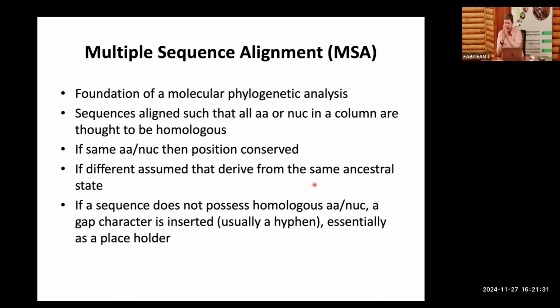If there's no character that can be inserted there, we will use a hyphen, which acts as a placeholder. Some of you are familiar with morphological data. If the character is eye color and the character states are blue and green, but there's no eye for some organism, the character state for that will be a question mark because we don't know.